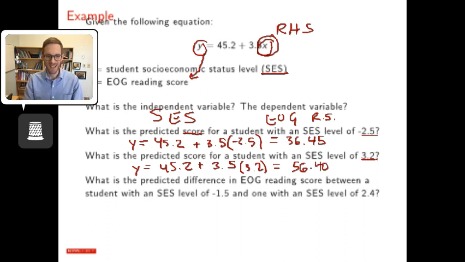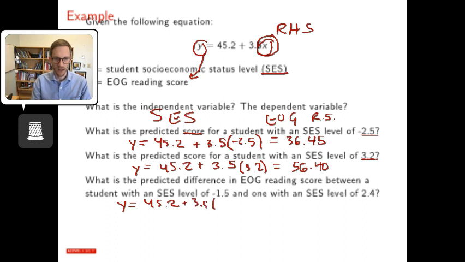Okay. Now this last one's a little different. It's saying, what's the predicted EOG difference between a student with an SES level that's negative 1.5 and an SES level that's 2.4? All right. So I need to do 2 equations. The first one, I'll do 45.2 plus 3.5 times negative 1.5, and I get 39.95. My other Y would be the same equation, but now I'm going to plug in 2.4, and I get 53.6. And if I take the difference of these two, I get 13.65 points.